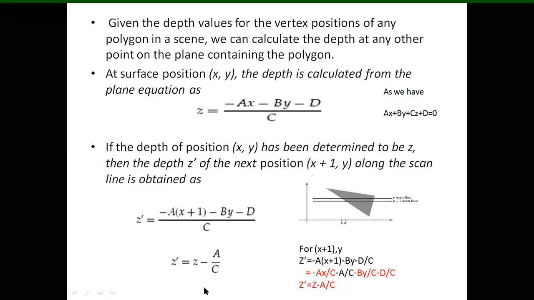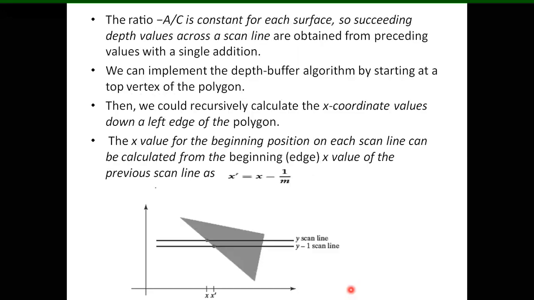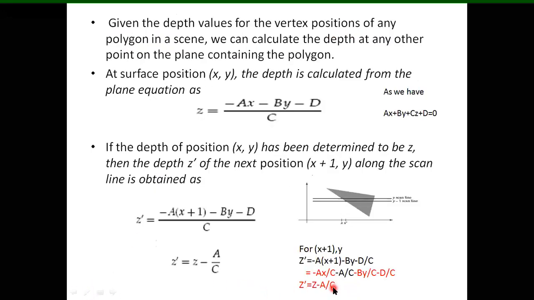So how to get the next pixel's z value? It is simple. If you just subtract the previous z value with a by c constant, I will get the next pixel's z value. That is what they say. The ratio minus a by c is a constant for each surface. So this minus a by c, what I got, is a constant for each surface.